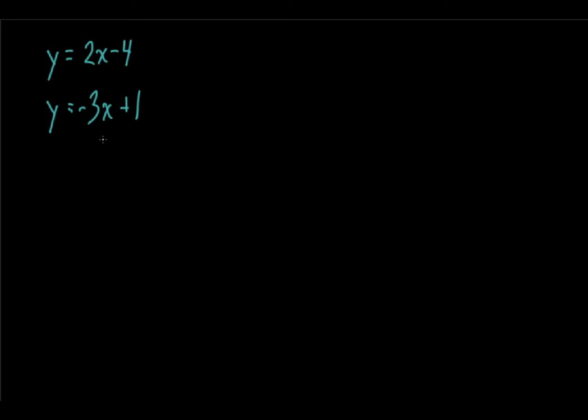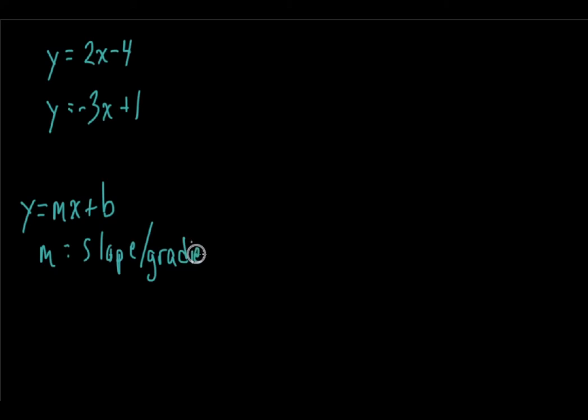Well, it should be clear that these lines actually will intersect each other somewhere. Let's look at a few of the properties of these lines. So we recall that if we have a line of this form, y equals mx plus b, where m and b are just some numbers, m would be the slope, or we can also call this the gradient, right? It's the other term that we use. And b is the y-intercept, right? Where the line would cross the y-axis.